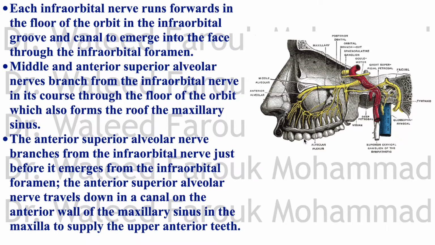The anterior superior alveolar nerve branches from the infraorbital nerve just before it emerges from the infraorbital foramen, as you can see here. The anterior superior alveolar nerve travels down in a canal on the anterior wall of the maxillary sinus in the maxilla to supply the upper anterior teeth.